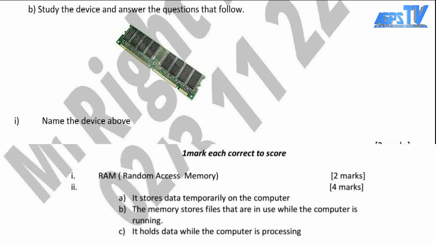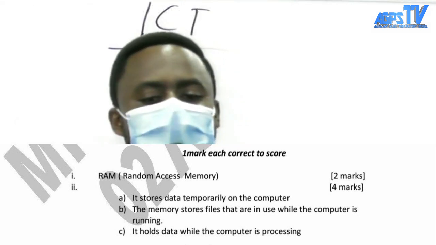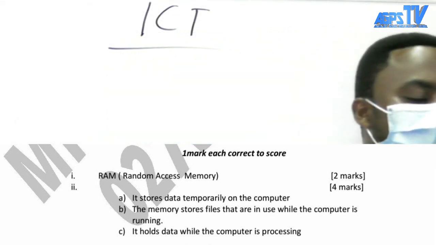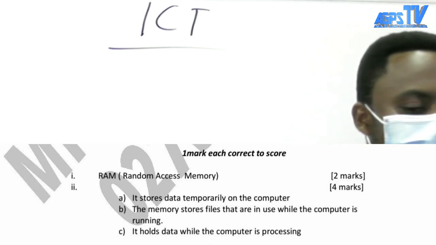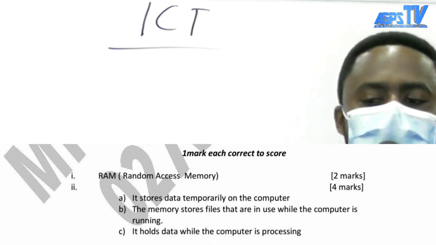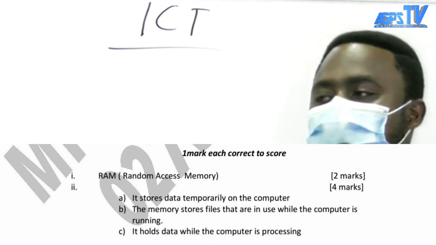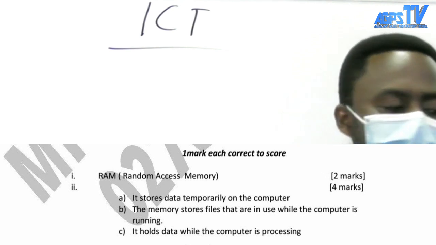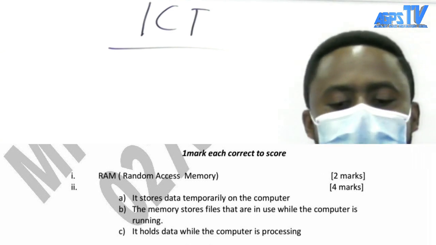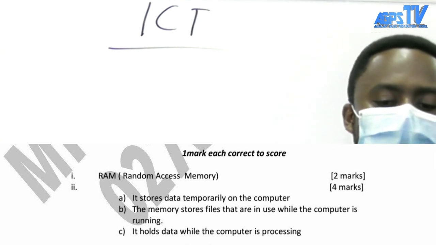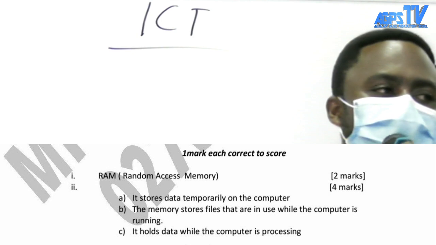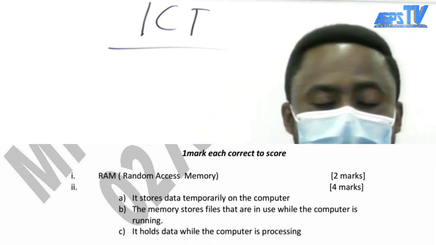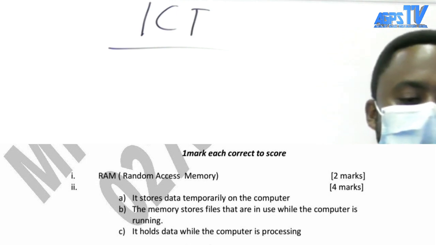RAM, random access memory. Now, here are some functions of the random access memory. We can say that it stores data temporarily on the computer. B, the memory stores files that are in use while the computer is running.